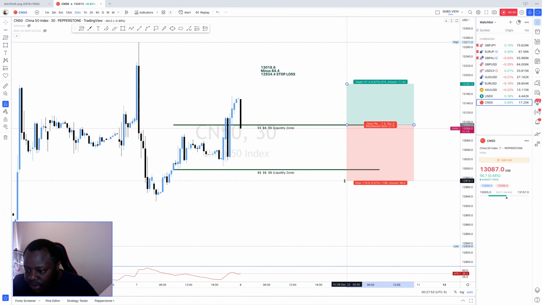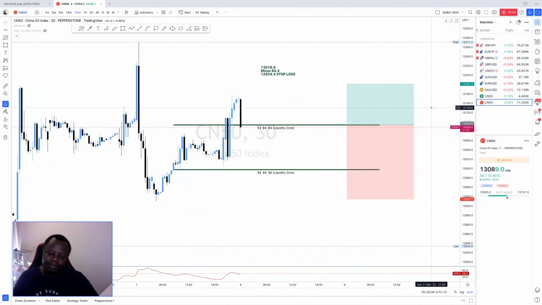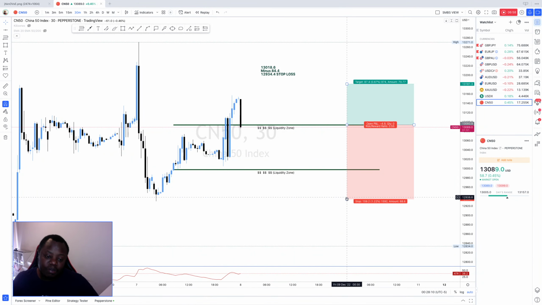129.34, 1.29, 34, so that's 50. So 34 will be around, 34 is around this place. So this is where I'll put my stop loss. So why am I putting my stop loss at this particular point?